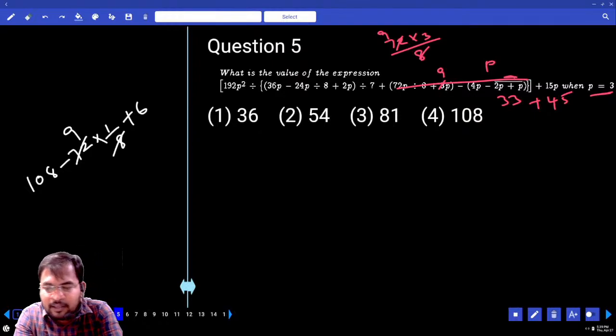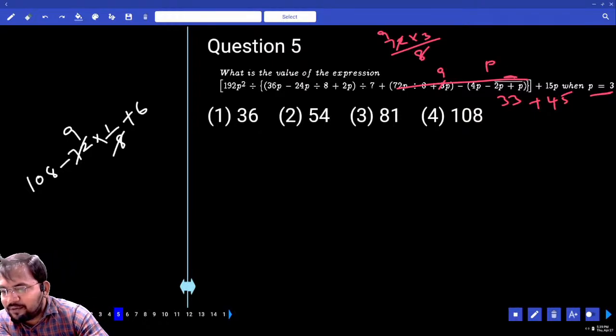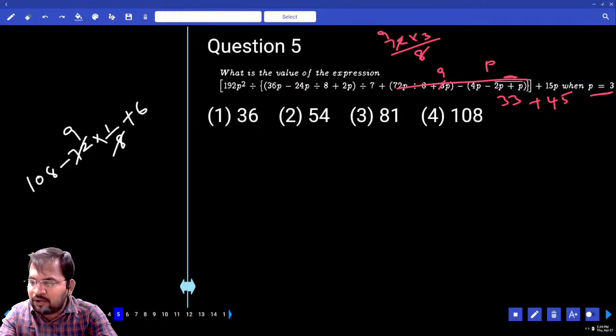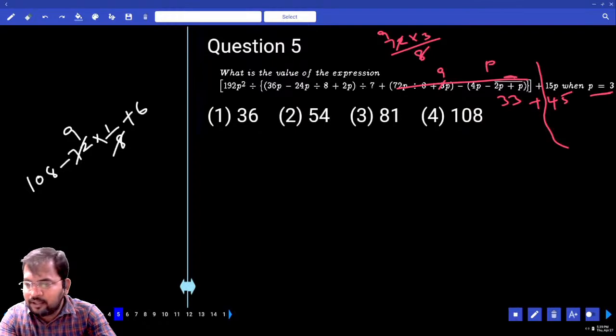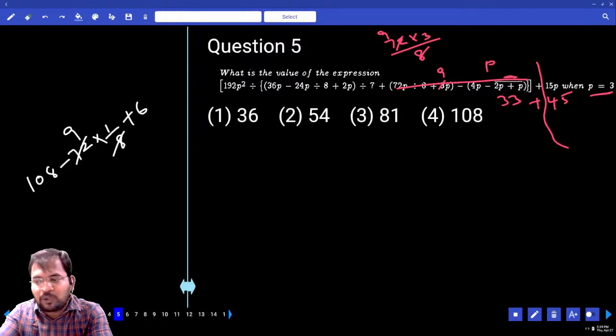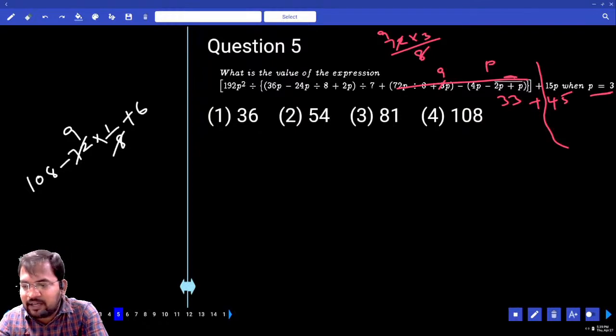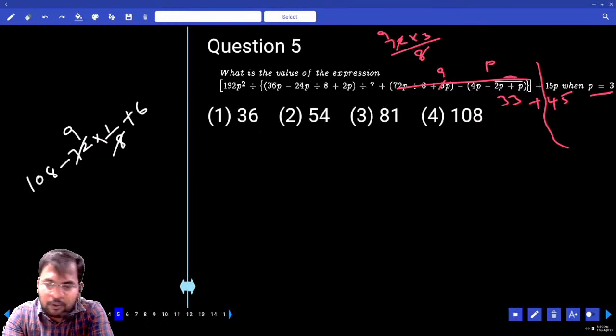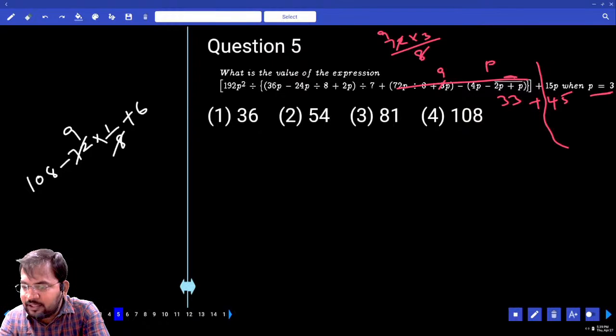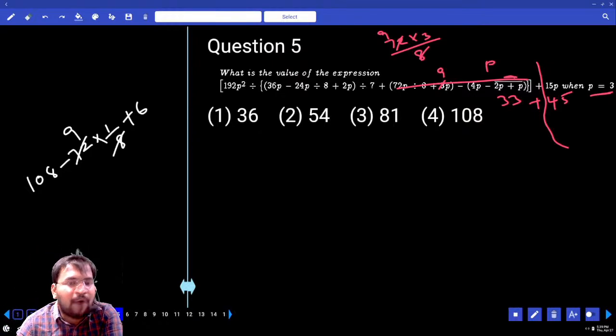Are you clear? So 15. Total value is 15. But 45 you have to add later, because that is out of the bracket. First of all, you have to conclude inside the bracket. Now see here, 15 here and 33 here. 15 plus 33 is 48.